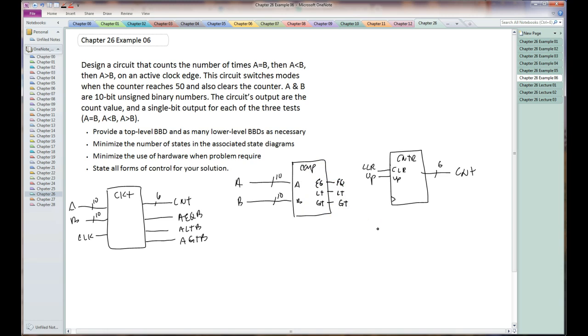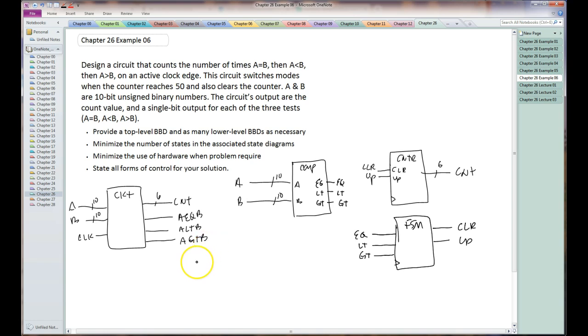Notice things are not hooked up yet. I'm not quite sure how it works, but I know I'm going to need to control this with a state machine, so I'm just going to put these in here. These are control inputs, so they're going to be outputs of the state machine. These are status outputs of the comparison. I think these are going to be inputs to the state machine. Once again, I'm not really sure exactly how the details are going to work, but I will figure it out when I get there.